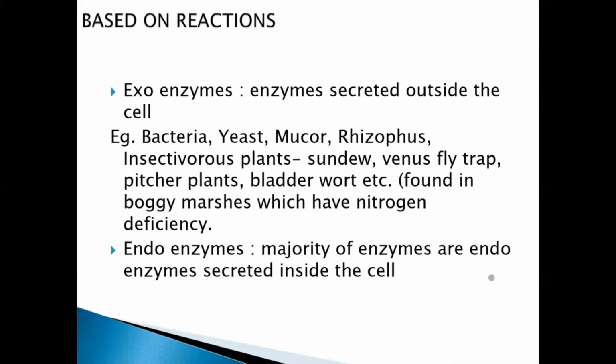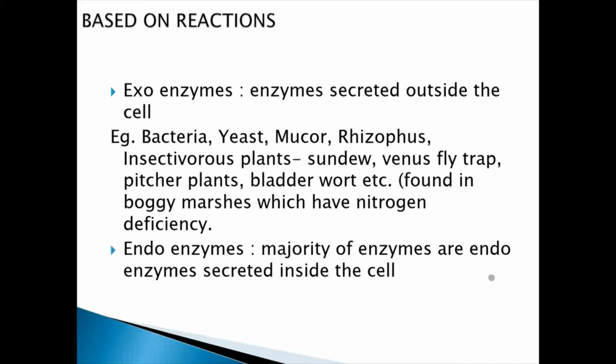Most of the enzymes are endoenzymes only, but there are a few enzymes called exo enzymes. The enzymes which are secreted outside the cell are called exo enzymes, like in some bacteria, yeast, mucor, and rhizopus. There are some insectivorous plants like Drosera or sundew, Dionaea or Venus flytrap, Nepenthes or the pitcher plant, Utricularia or the bladderwort plant.